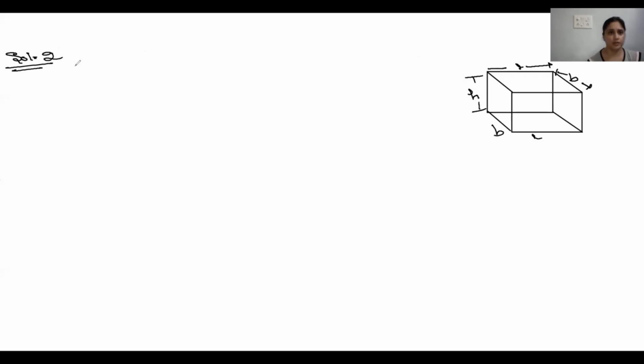So we are going to write the dimensions first: length, breadth and height of the room. Right? So what is given to us? Let us see. The length, breadth and height are 5 meter, 4 meter and 3 meter. So we are provided with the dimensions, and what we need to calculate?